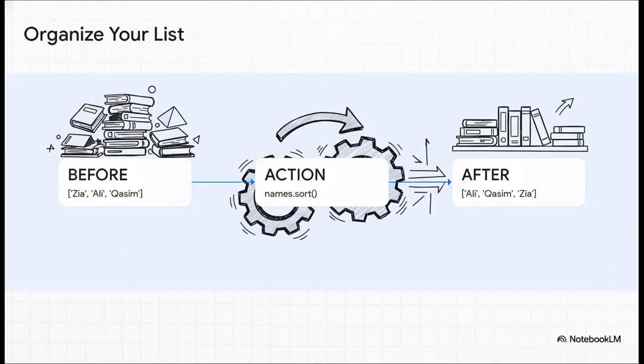And what happens if your list gets all jumbled up? Easy. You can instantly organize it, alphabetically or numerically, just by using the .sort method. Now, one key thing to remember here is that this changes the list in place. It modifies your original list directly.